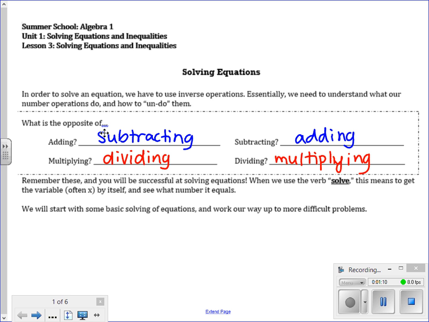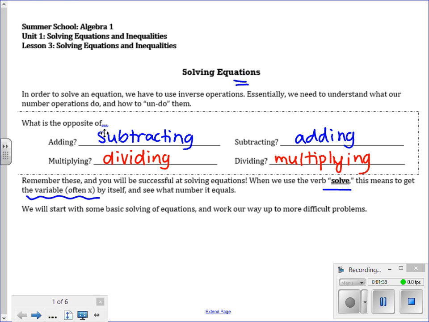equations. When we use the verb to solve, this means that we want to get the variable, oftentimes represented by the letter x, by itself, and we're going to find a number that equals that variable. We're going to start off with some basic equations and work our way to more difficult problems. Once we've mastered the skill of solving equations with an equal sign, that's what equations mean, we'll move on to inequalities in the same way.